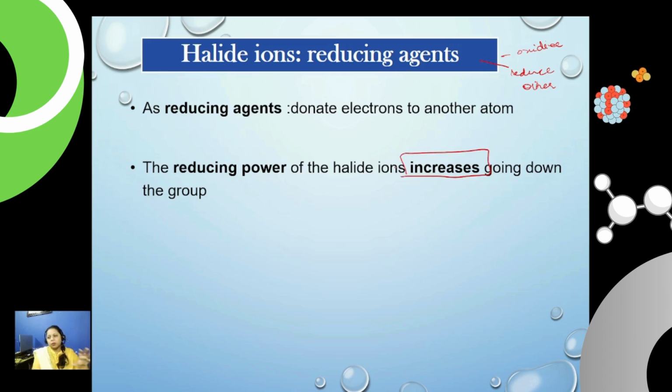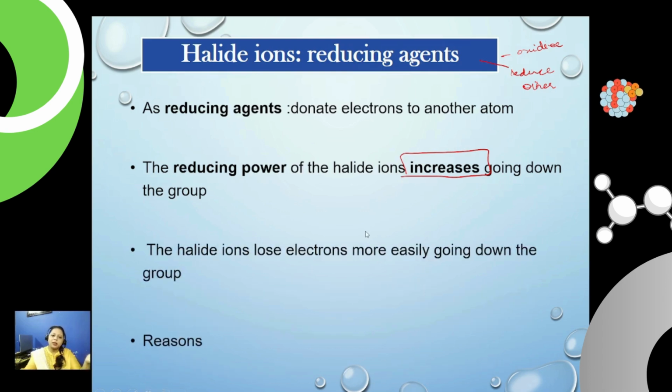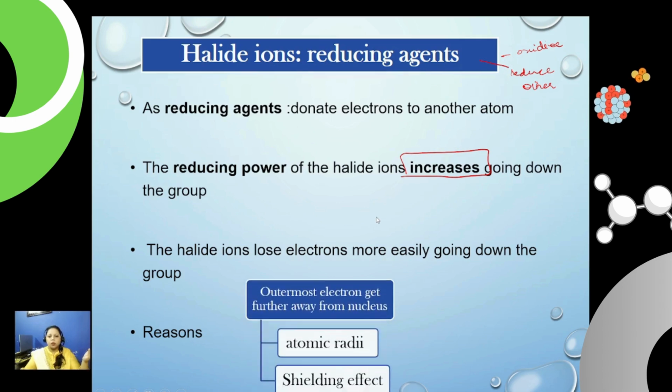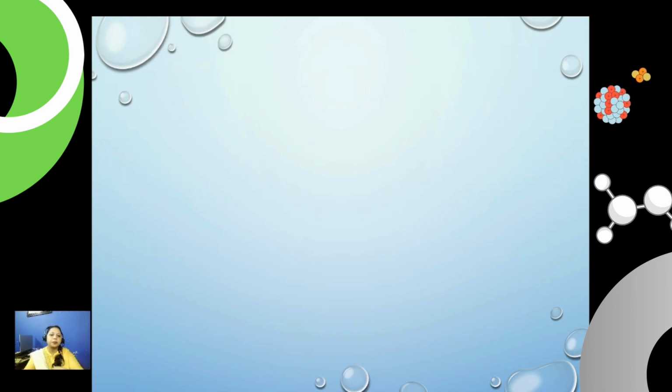increases down the group. The reasons are quite obvious. Number one, the bigger size of an atom, and the shielding effect. That's why they lose electrons quite easily. So the outermost electrons get further away from the nucleus. Why? Because of the atomic radii. The bigger size makes it easier to lose electrons, and the shielding effect of the inner electrons weakens the force of attraction between the nucleus and the valence electrons.